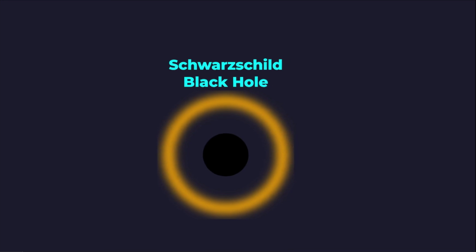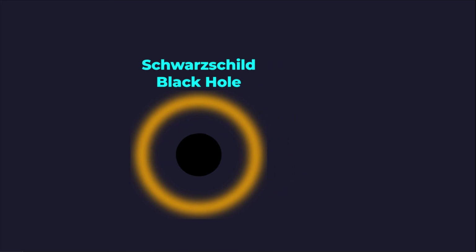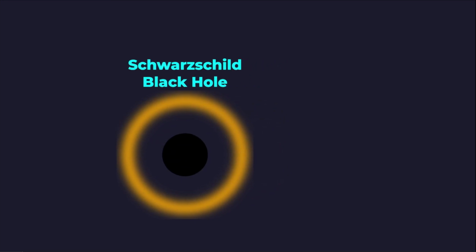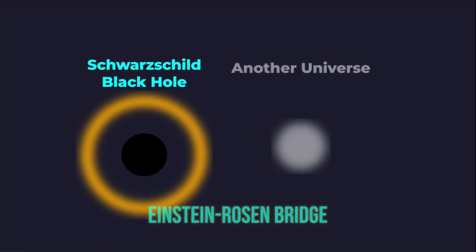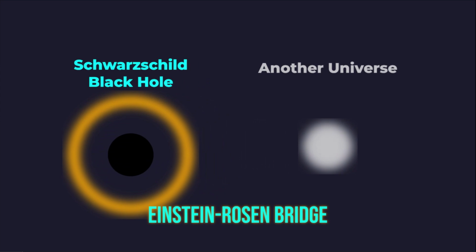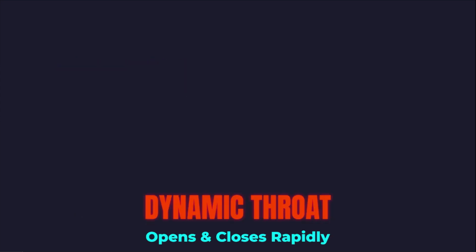The simplest model, the Einstein-Rosen bridge, arises from extending the Schwarzschild metric, which describes the geometry outside a non-rotating, uncharged black hole. This extension reveals a connection between two separate universes, or two distant regions within the same universe. The geometry dictates that the throat of this bridge is dynamic, opening and closing rapidly.